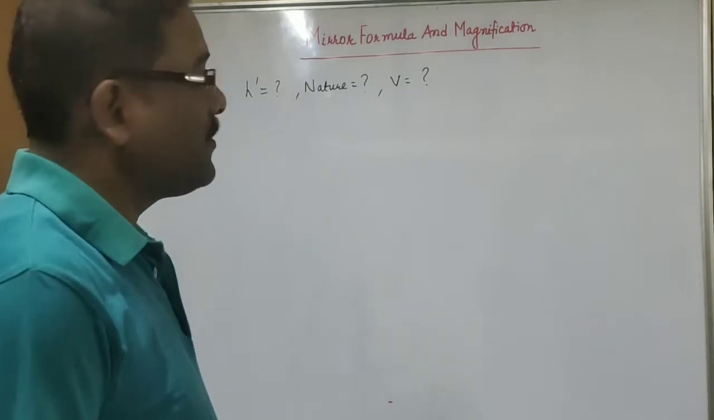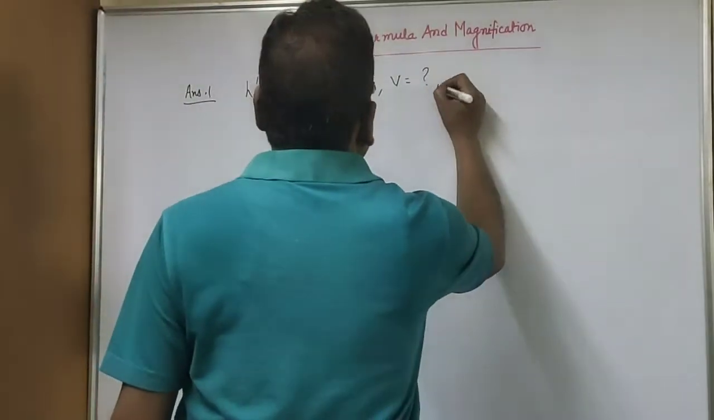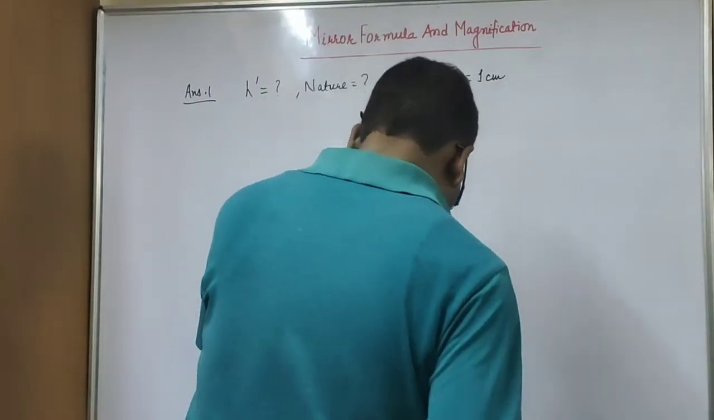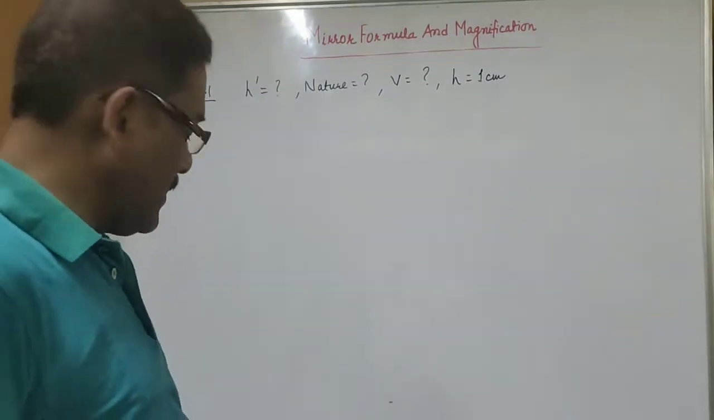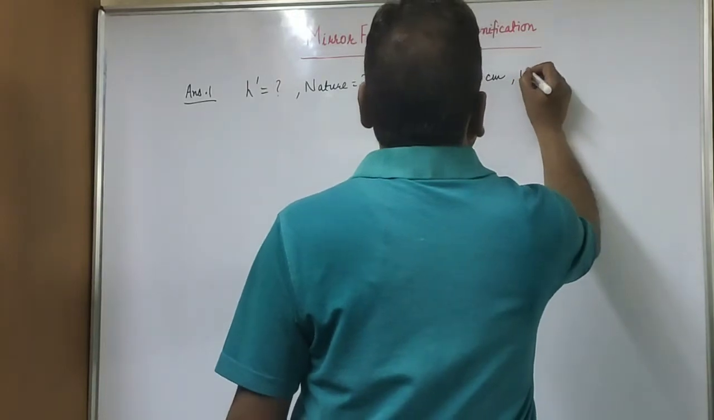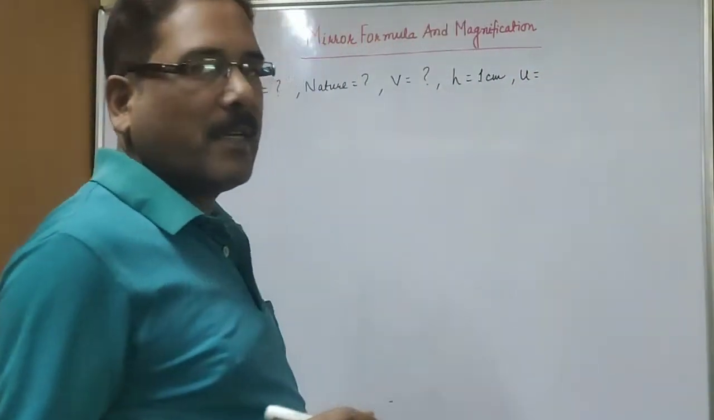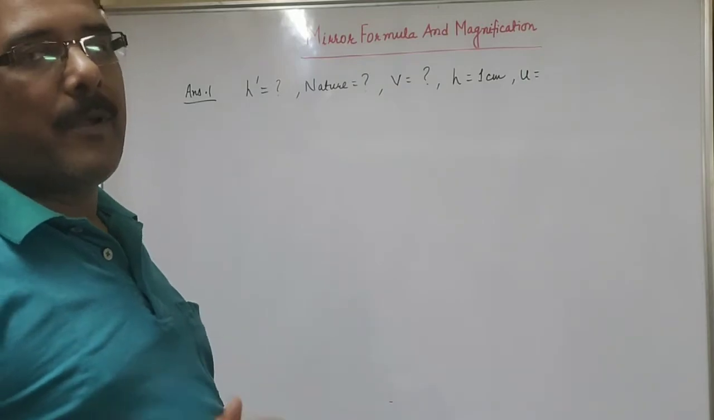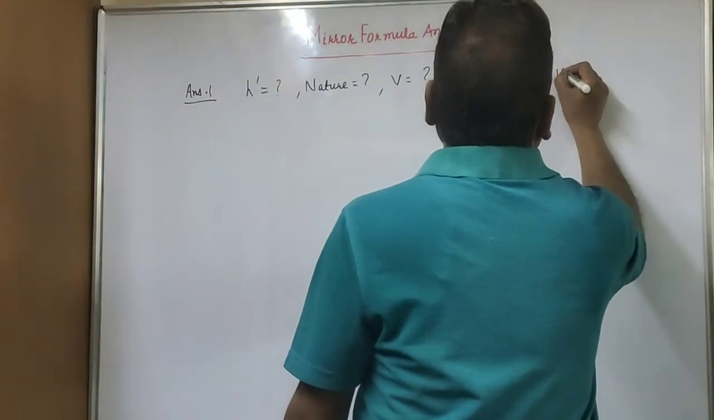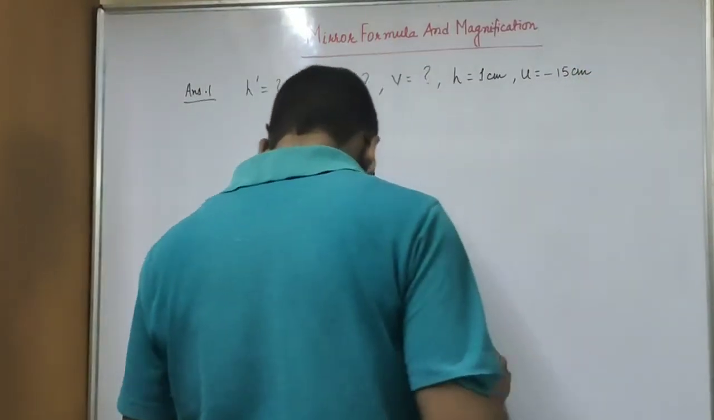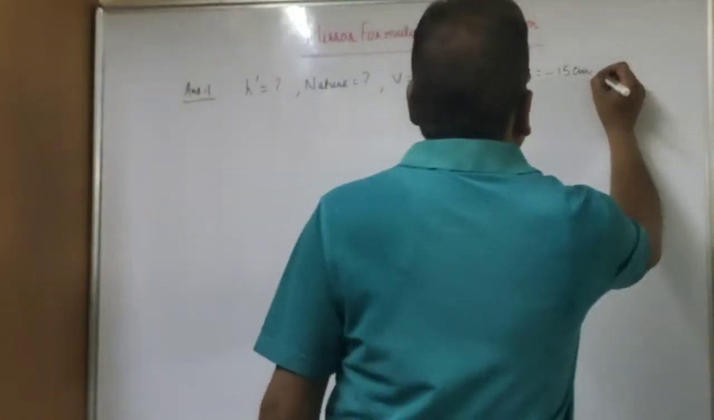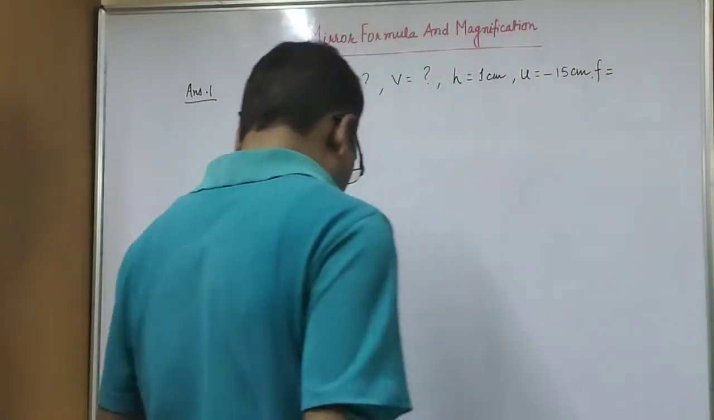Now size of object is given. It means h is given, 1 centimeter, and it is placed at a distance of 15 centimeter from a concave mirror. So u, object distance, is given, and as you know, object distance is always negative because we place the object towards the left of the pole. That's why u is minus 15 centimeter. And the focal length of the concave mirror is also given. Focal length is 10 centimeter.